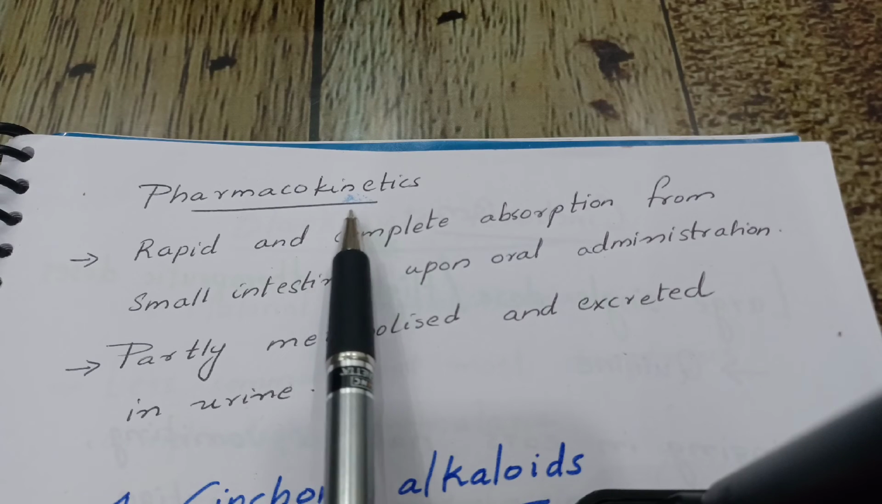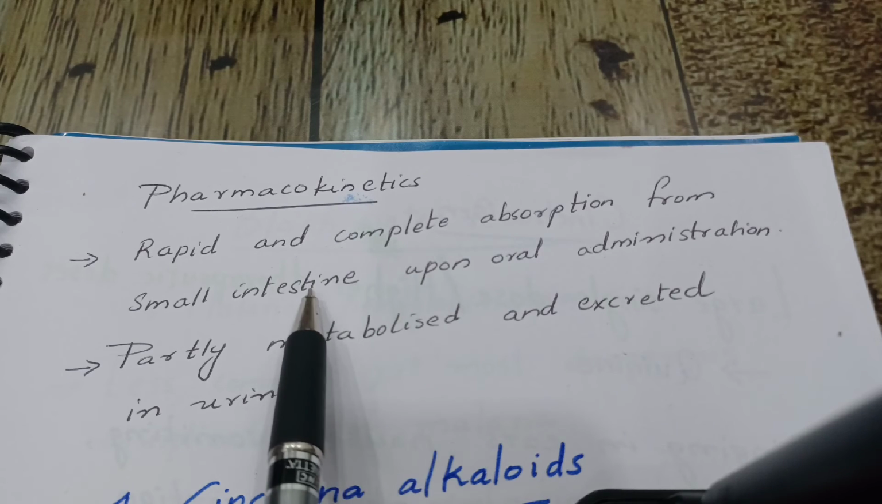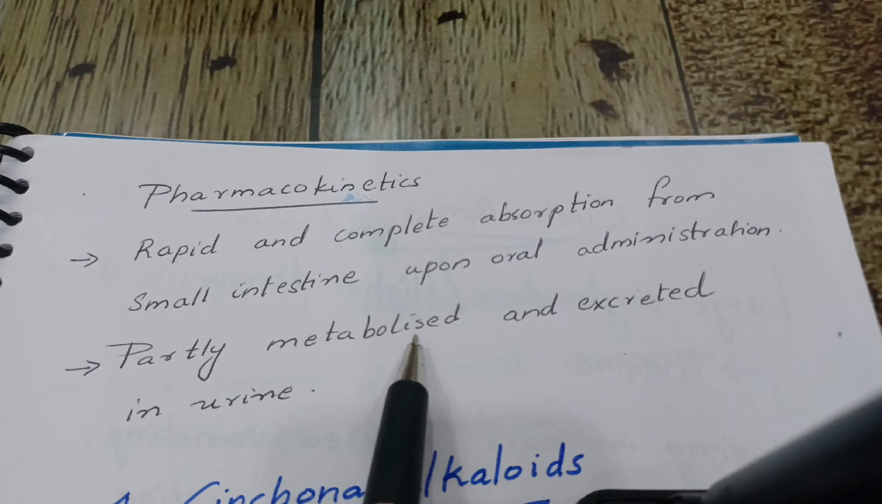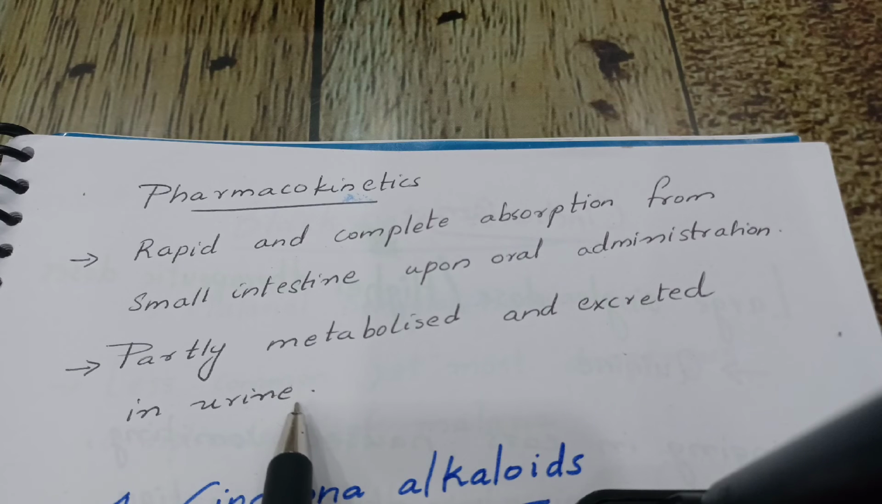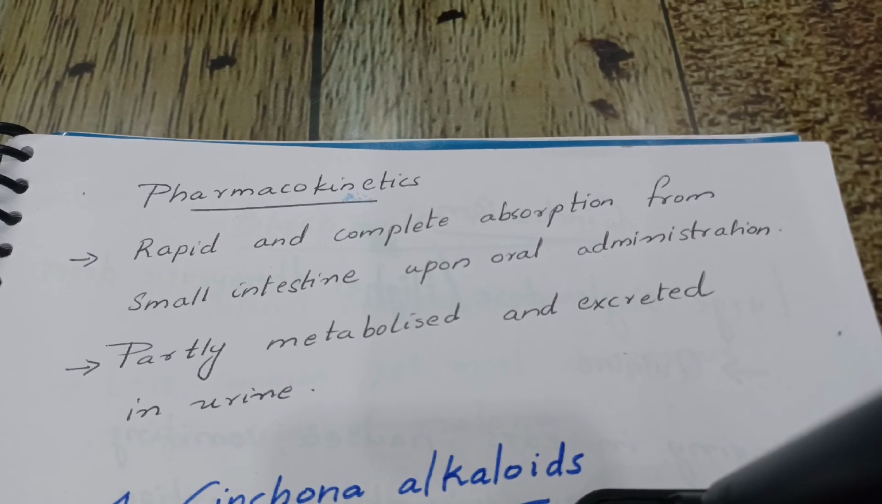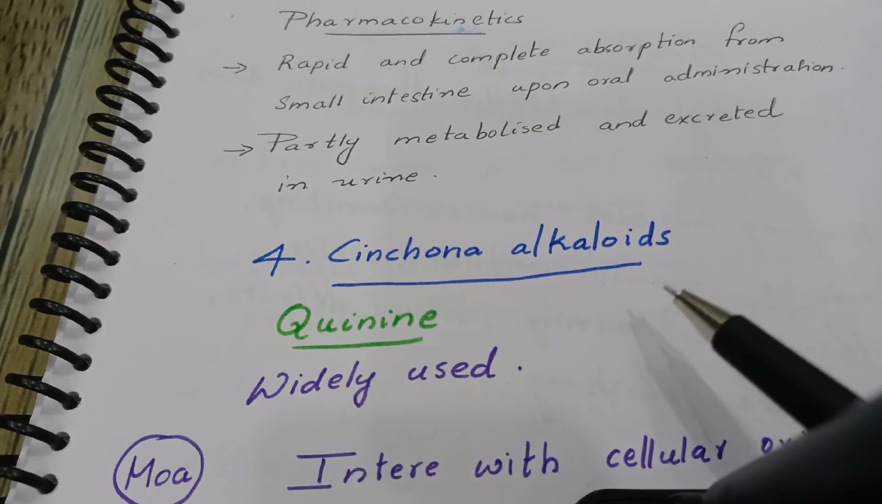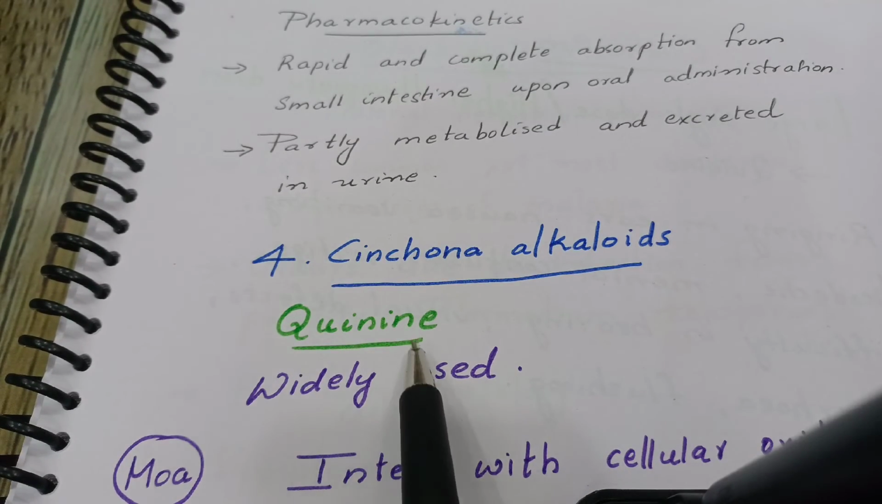The pharmacokinetics of proguanil. There is rapid and complete absorption from small intestine upon oral administration. It is partly metabolized and excreted in urine. Now, the next class of antimalarial drugs is cinchona alkaloids, in that we're going to discuss quinine. It is the oldest and widely used antimalarial agent.